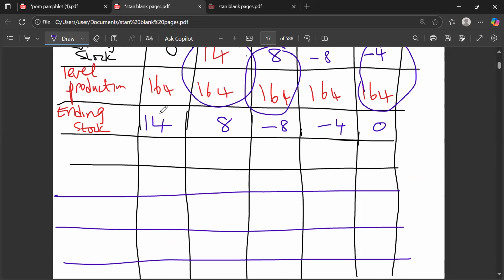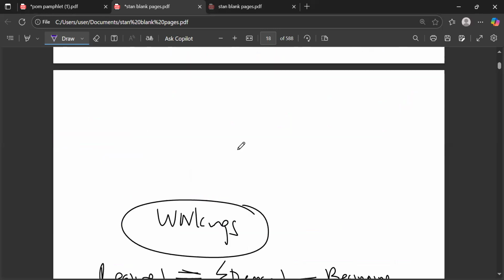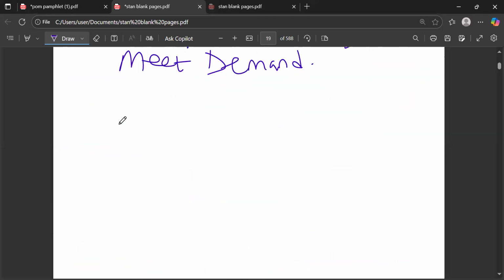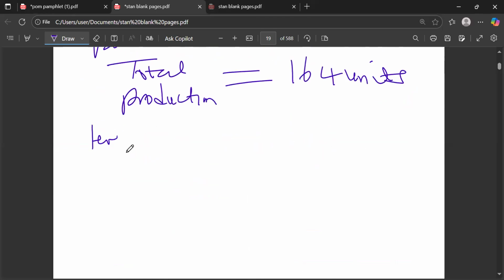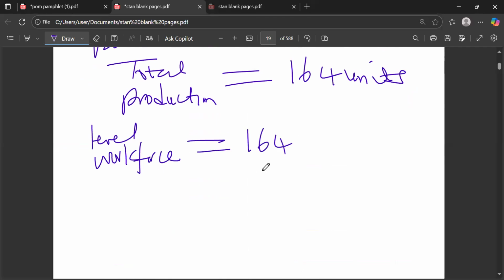You can say here, let's look at the level workforce. What would be our level workforce? How many units are they producing? 164, not so. They're producing 164. So the total production is equal to 164 units. So you can find our level workforce. Our workforce will be 164 divided by 15 units per worker.